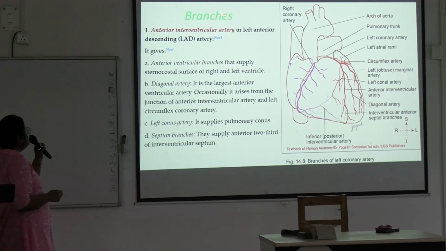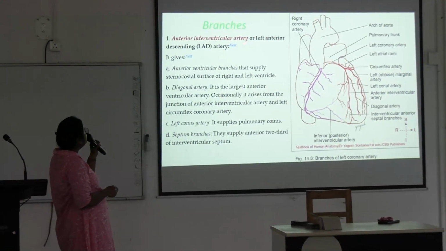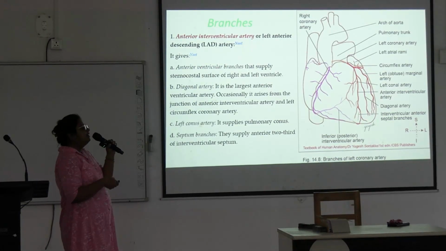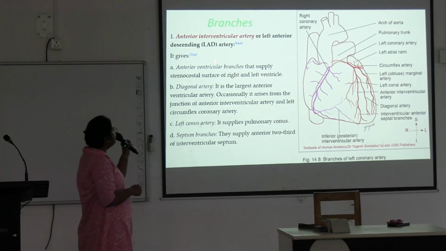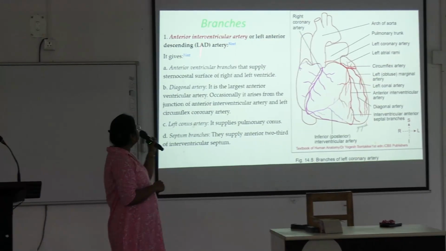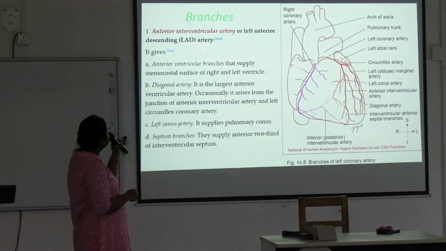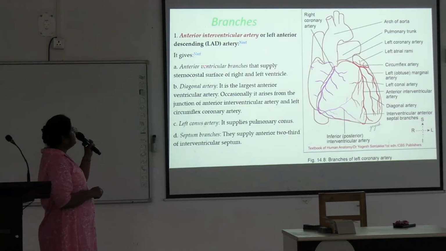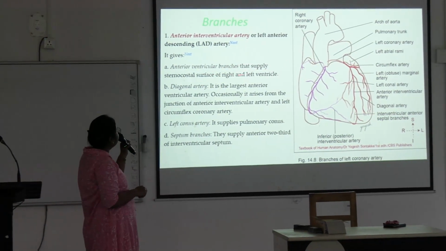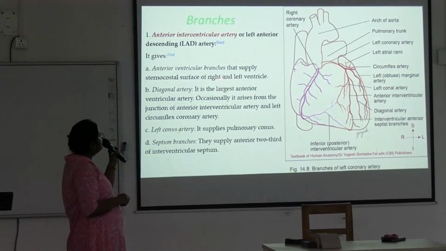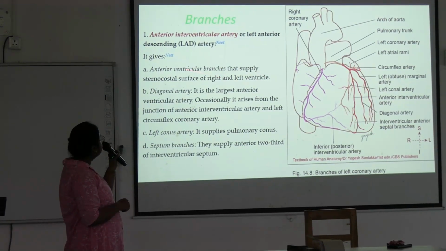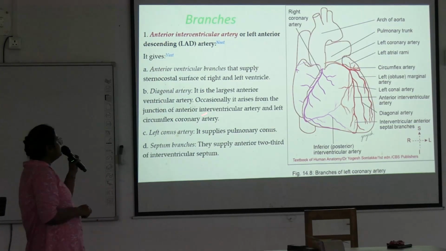Next is the anterior interventricular artery, also known as left anterior descending, LAD. Blockage occurs mainly in this artery. It gives these branches, anterior ventricular branches that supply the sternocostal surface of the right and left ventricle, here giving the ventricular branches.